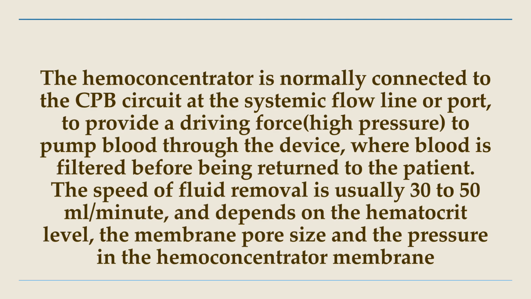The hemoconcentrator is normally connected to the CPB circuit at the systemic flow line port to provide a driving force to pump blood through the device, where blood is filtered before returning to the patient. The speed of the fluid removal is usually 30 to 40 ml per minute and depends on the hematocrit level, the membrane pore size, and the pressure in the hemoconcentrator membrane.